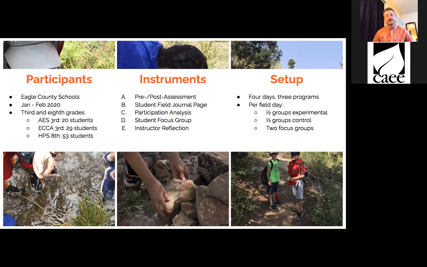So my participants were Eagle County School students during the months of January and February this year, right before everything shut down. So I was able to finish my research, thankfully. But I had 20 3rd graders from one school, 29 3rd graders from another school, and 53 from an 8th grade school. So close to even enough.